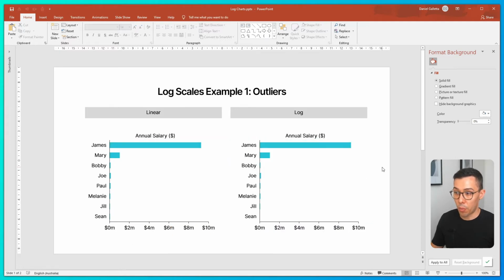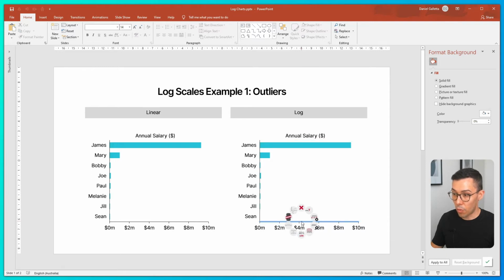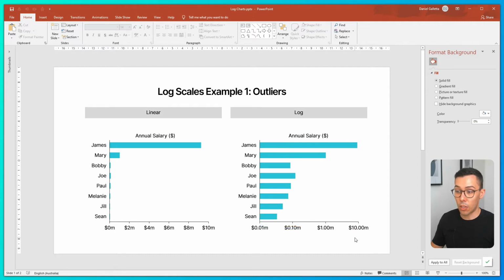log scale might help. So in ThinkCell, to change the scale of a chart from linear to log, you click on the axis, right click, and click on set logarithmic scale. Once that's done, it has set the log scale. And you can see the multiple is 10.